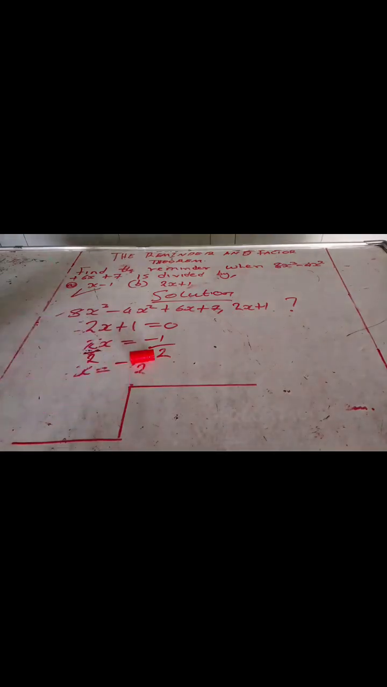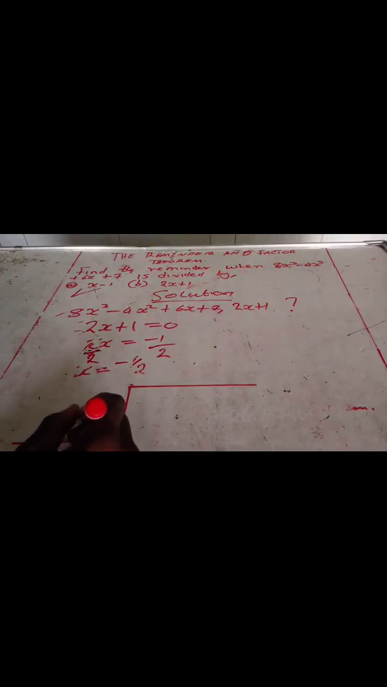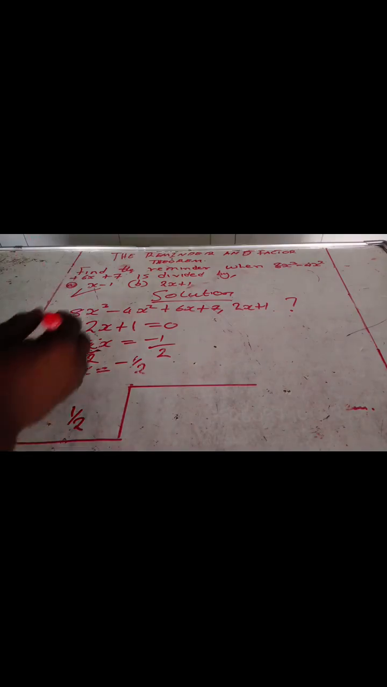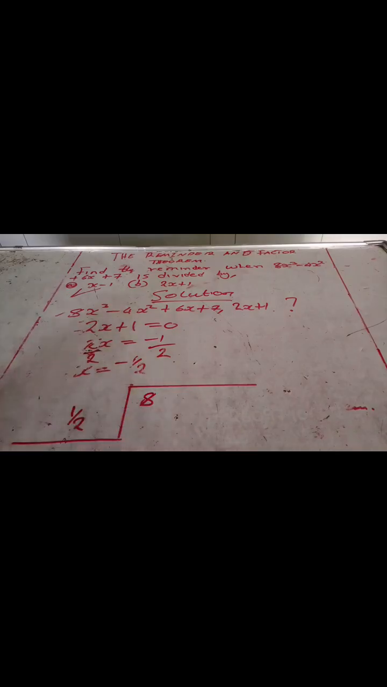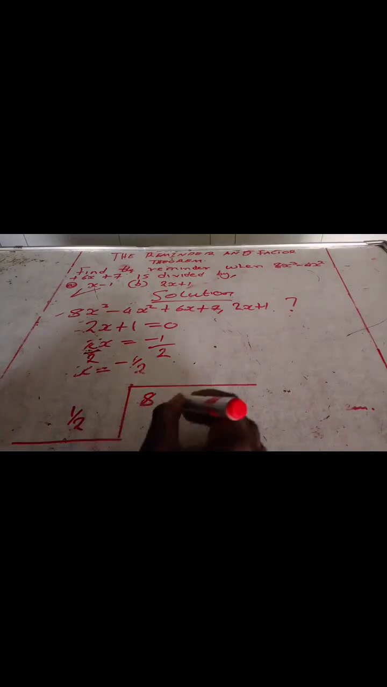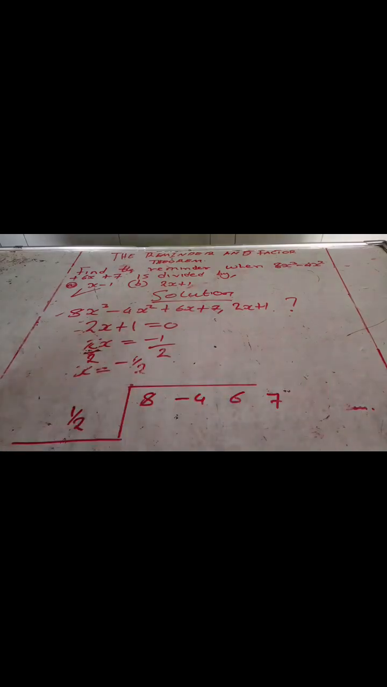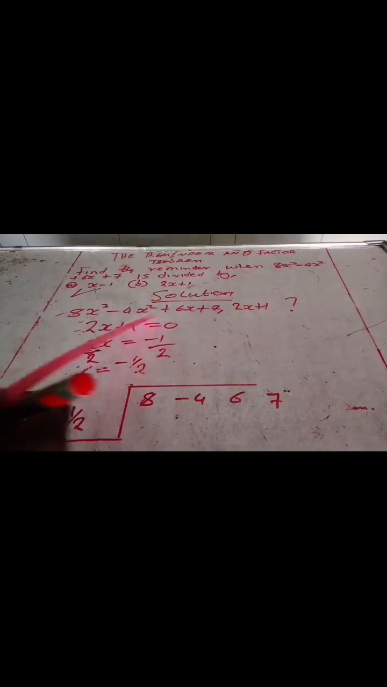Okay. So after drawing this, remember the value of x is put on this side, and then here you begin with the coefficient with the highest power. So in this polynomial, the coefficient with the highest power is 8, followed by negative 4, then 6, then 7 last. In some questions, you will find that these coefficients are jumbled, so you need to collect them.